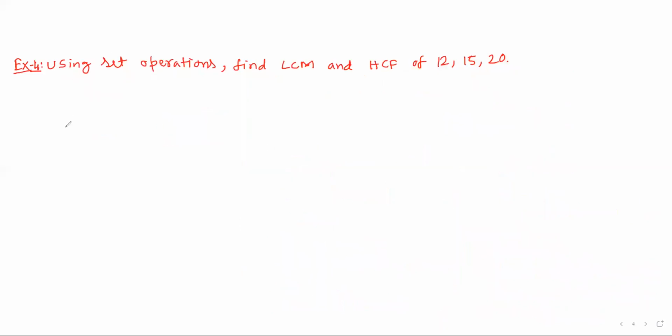Now I am coming to the next sum, that is sum number 4. Using set operation, find the LCM and HCF of 12, 15, 20. Now for this, first we have to know what is the meaning of LCM and what is the meaning of HCF. LCM means, we know that LCM is called lowest common multiple. And what is the meaning of HCF? HCF means this is called highest common factor.